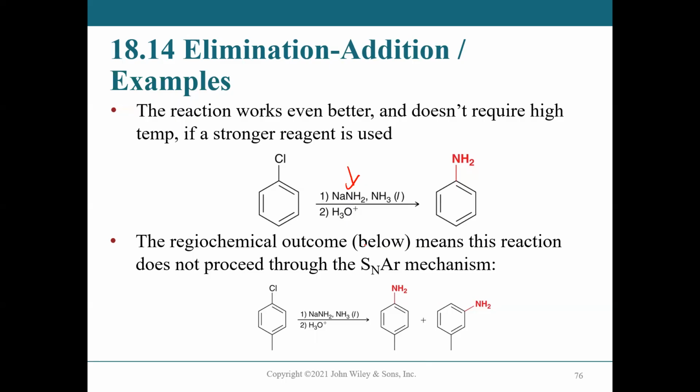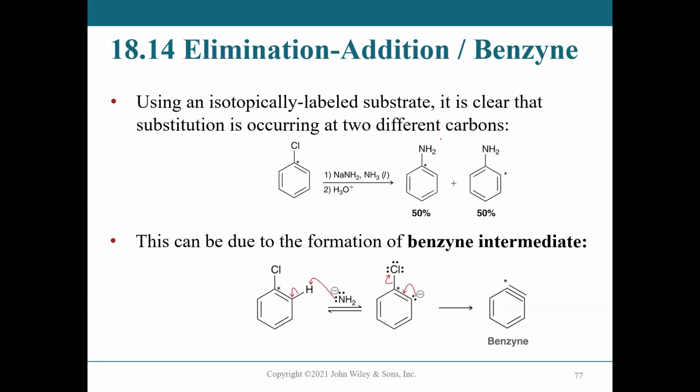So what they did was they label one of these carbons with an isotope, and they do that on the next slide. So they're going to isotopically label this, usually with a carbon-13. So carbon-13 has 6 protons and 7 neutrons.